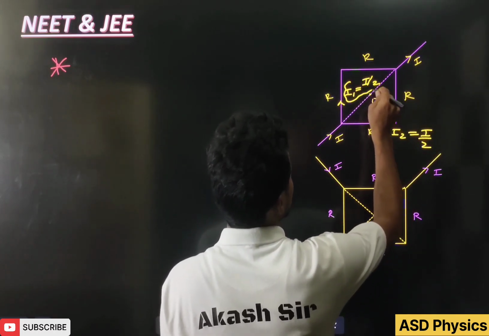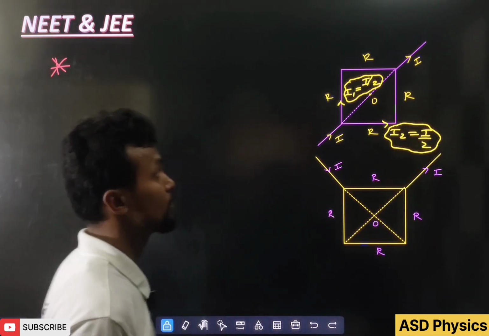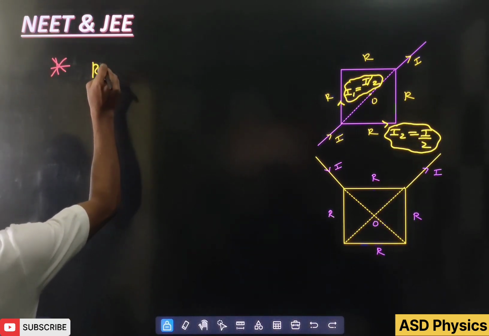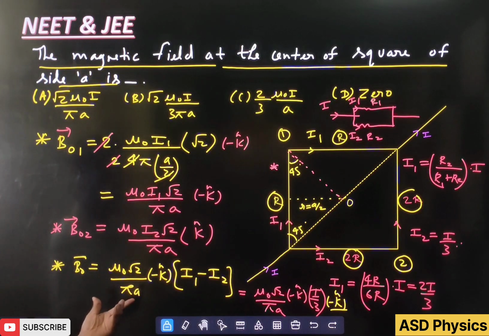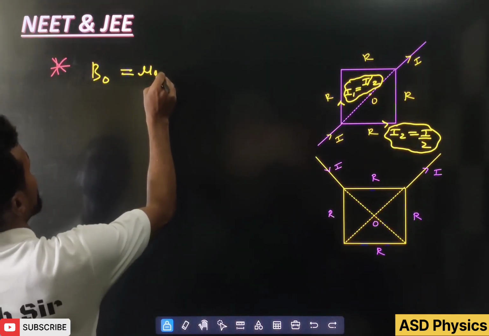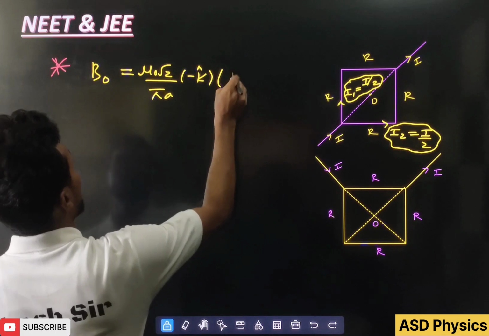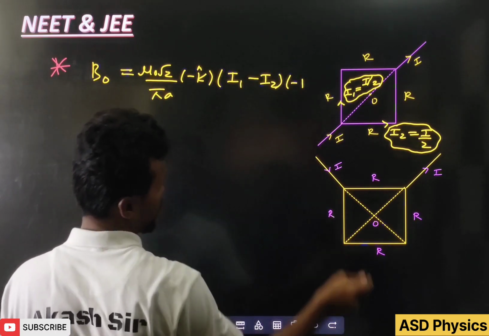Remember that, you see, I1 is coming here as I by 2, and I2 is going here as I by 2. And the magnetic field at point O, what was the formula? See, this was the formula: mu naught root 2 by pi a, minus k cap, I1 minus I2. Anyhow, we have written it.